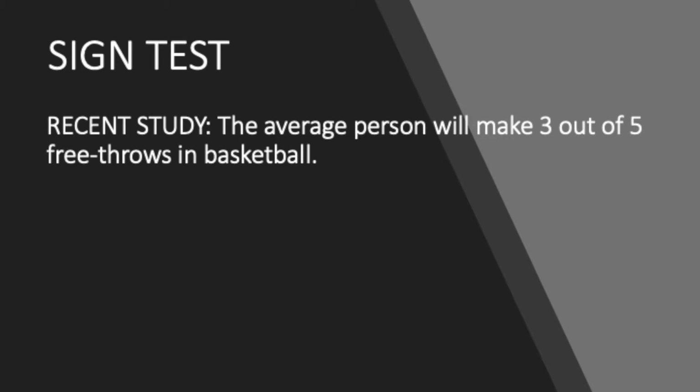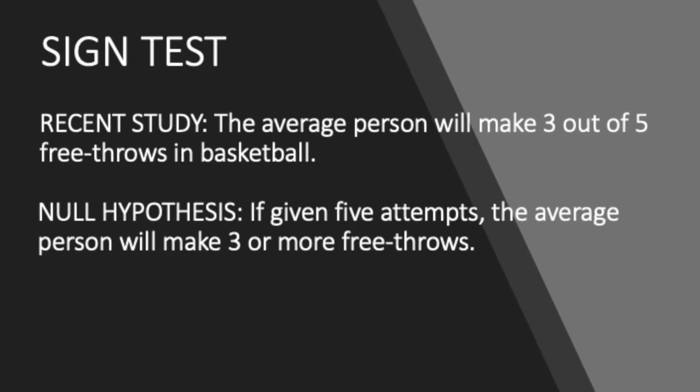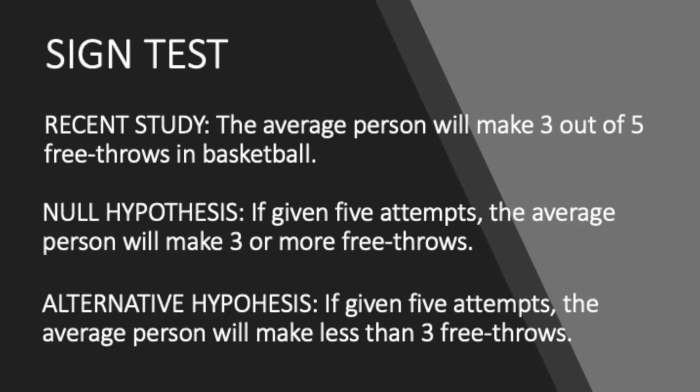A recent study has shown that the average person will make 3 out of 5 free throws in basketball. So let's create some hypotheses about this. Let's make our null hypothesis that if given 5 attempts, the average person will make 3 or more free throws. And our alternative hypothesis can be the exact opposite: if given 5 attempts, the average person will make less than 3 free throws. So let's go collect some data in my backyard.